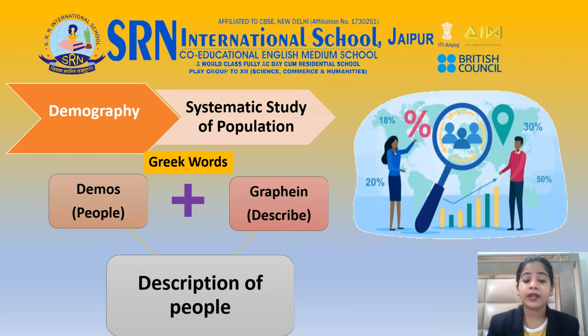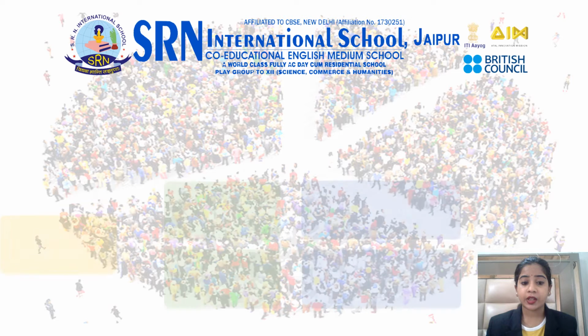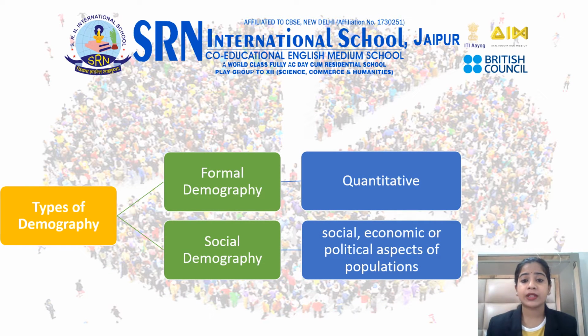The term is of Greek origin and is composed of the two words demos, people, and graphin, to describe, implying the description of people. Demography studies the trends and processes associated with population, including changes in population size, patterns of births, deaths, and migration, and the structure and composition of the population, such as the relative proportions of women, men, and different age groups.